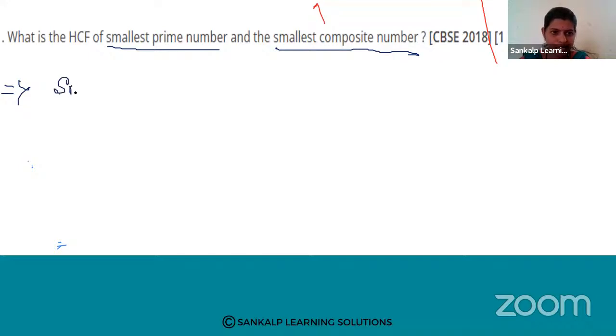Yes, smallest prime number. Yes, I want the answer. Smallest prime number and smallest composite number.